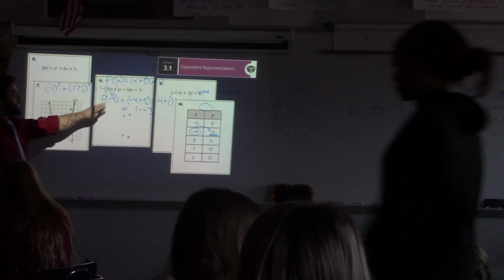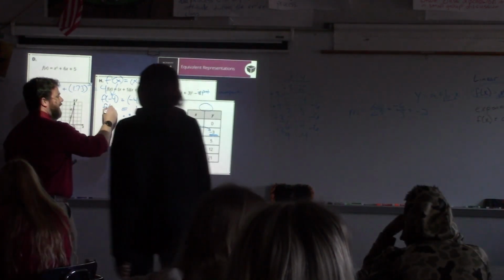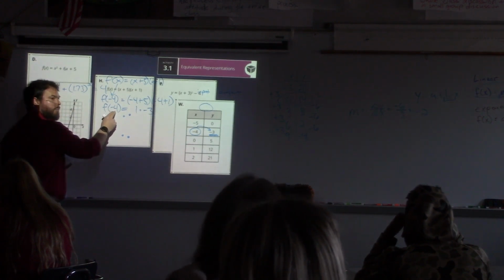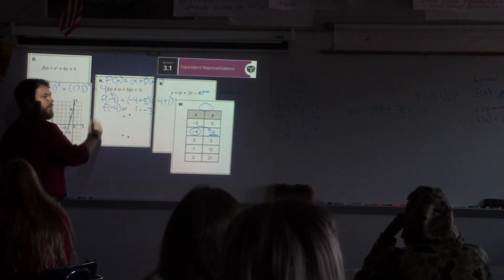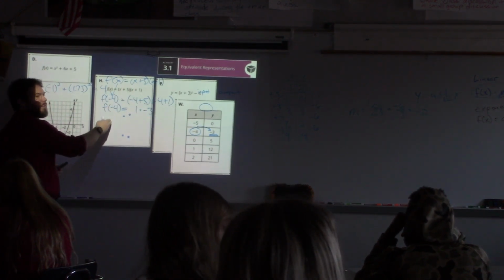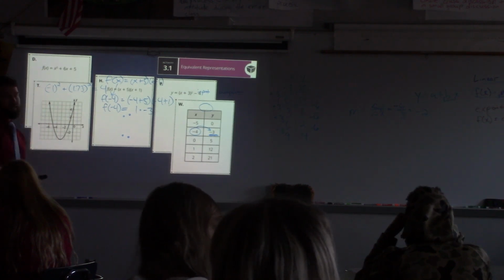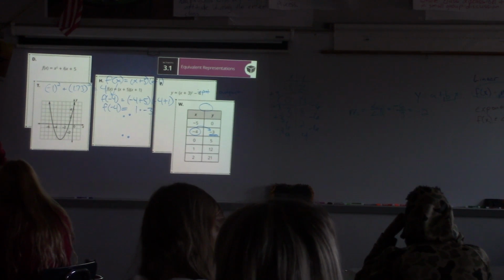And the function notation is why we like that, because it shows me my inputs with my outputs. If I just said y equals, I wouldn't know what the input is. But now I have input and output. So good question. Alright, what other questions do we have?